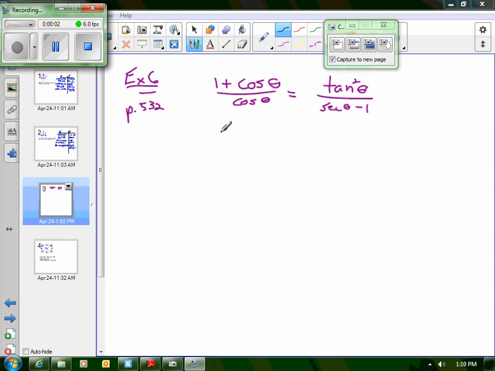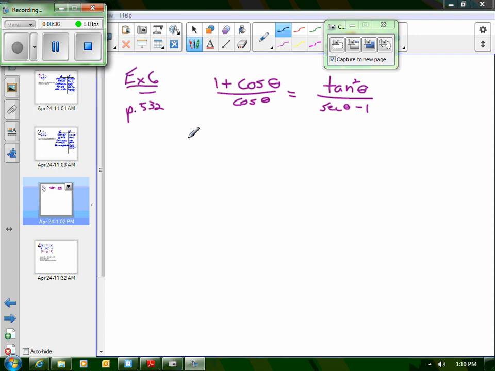Alright, I'm going to work through example 6 here on page 532. We're going to verify this trig identity, show that this equation is actually true. One thing I want to do first here is pick a side to work with. Both of these sides look a little complicated, but I'm going to pick the right-hand side because we've got tangent and secant there. So I'm going to work with that and try and show you how this side can be manipulated and changed to actually be the left-hand side.